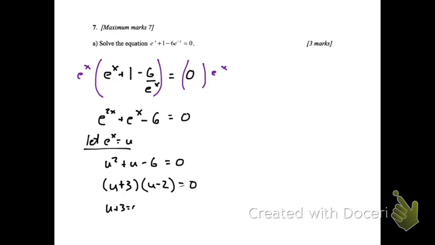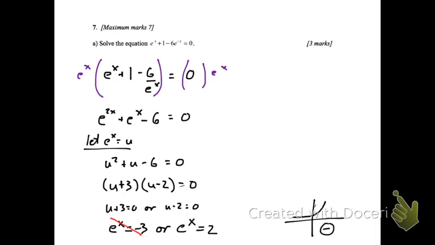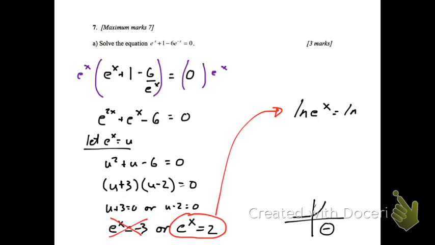And then you can open up the u and say, oh, it wasn't actually u, it was e to the x equals -3, or e to the x equals 2. And then as you look at each of these solutions, you remember e to the x is actually never negative, so I can cancel that solution out. Then I continue here with the natural log of both sides. I need to continue to solve for x because the question asked me to solve. Taking the natural log of both sides gives me x equals the natural log of 2.